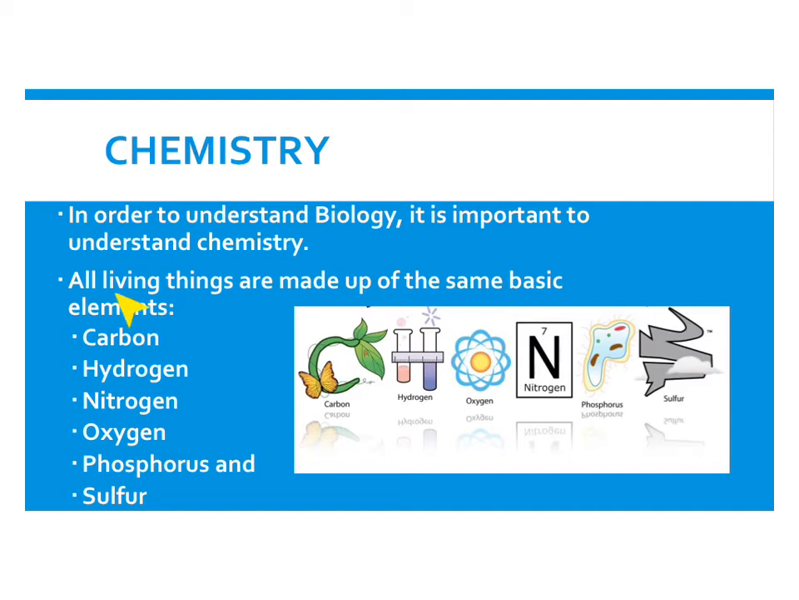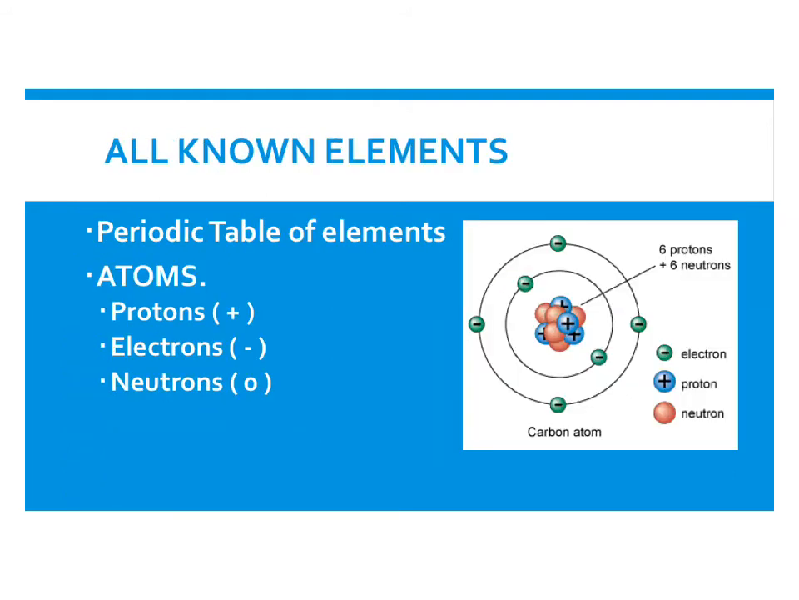If we look, all living things are pretty much made up of the same basic elements. Everything from a bacteria to a redwood tree to a human being is made up of the same basic elements. The major ones, found in greatest proportion in living things, are carbon, hydrogen, nitrogen, oxygen, phosphorus, and sulfur. So those are the 6 elements that we find most in living things.